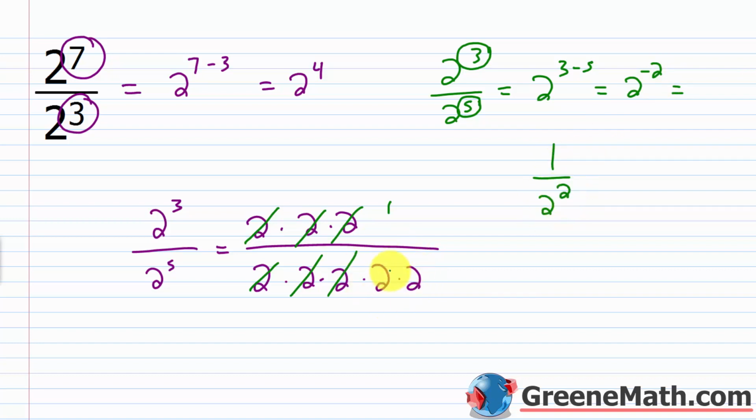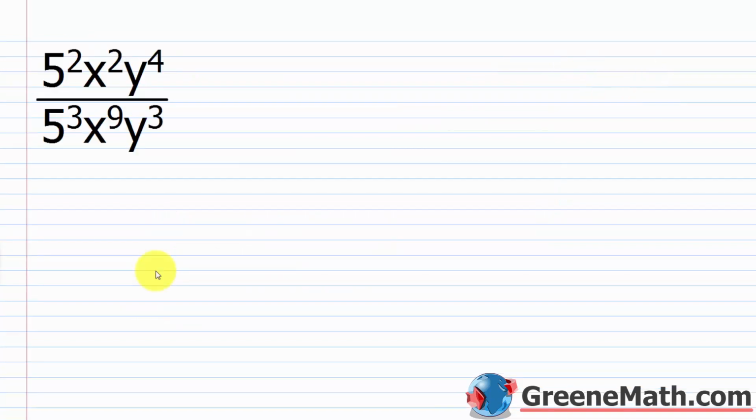So it works the same way, whether you have a larger number of factors in the denominator or a larger number of factors in the numerator. You just follow the pattern. All right, let's go ahead and take a look at an example. So we have 5 squared times x squared times y to the 4th power. And this is over 5 cubed times x to the 9th power times y cubed.